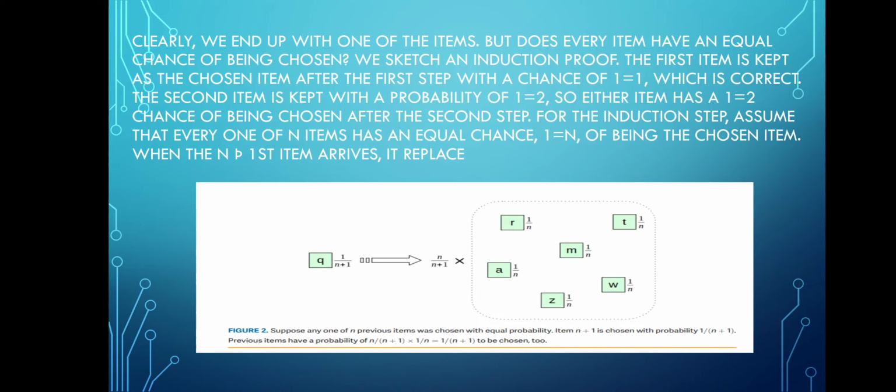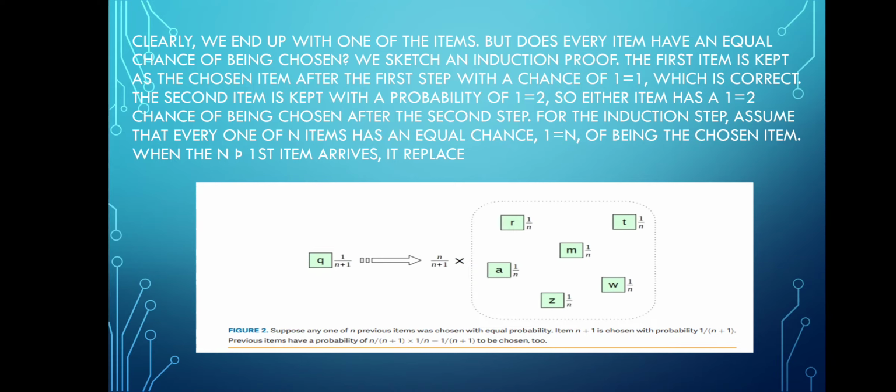The first item is kept as the chosen item after the first step with a chance of 1, which is correct. The second item is kept with a probability of 1/2. So neither item has 1/2 chance of being chosen after the second step.